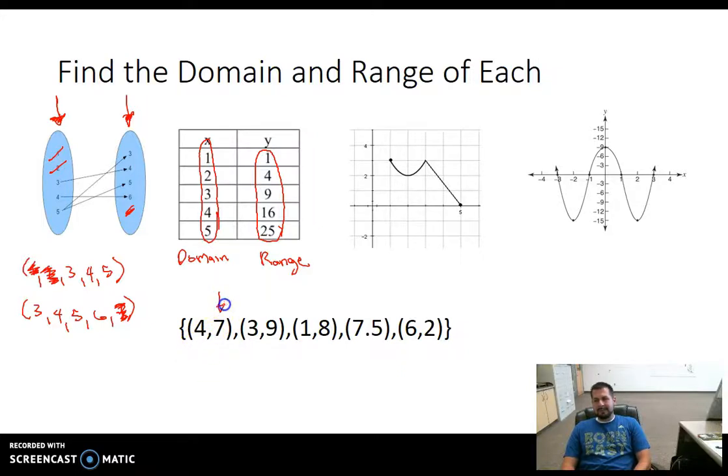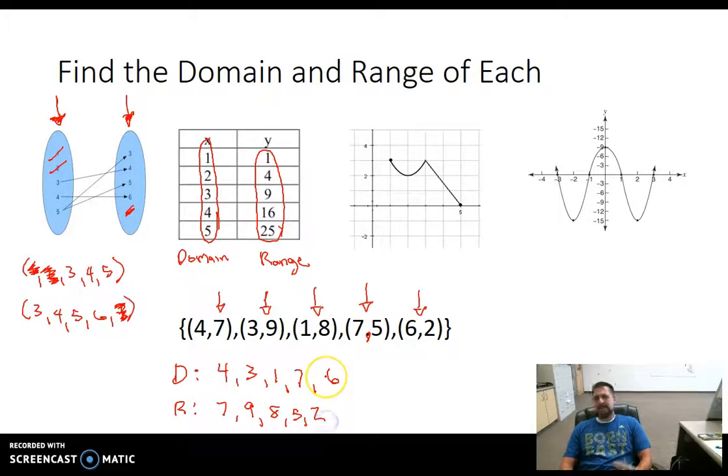Down here where we have different ordered pairs, and these are just a bunch of different points that would exist on a graph, if you will. Again, all of the x values, I'm just going to write domain as a D. All of the x values would be my domain. So in this case, I'd get 4, 3, 1, 7, 7 and 6. No, this is supposed to be a comma here. And you can reorder them if you want to and put them in order from least to greatest. It doesn't matter. That's still our domain. And our range is all of the y values. So I would say that's 7, 9, 8, 5, 2. So that's my domain and my range when I have a set of ordered pairs. Again, just all of the x values and all of the y values.